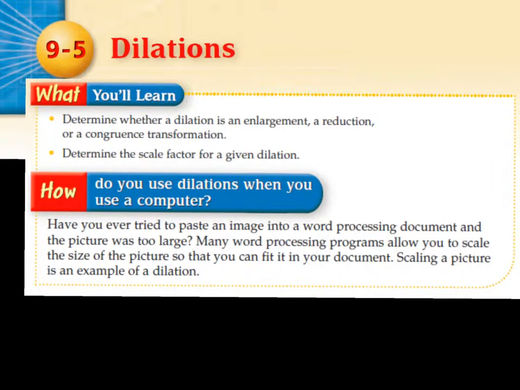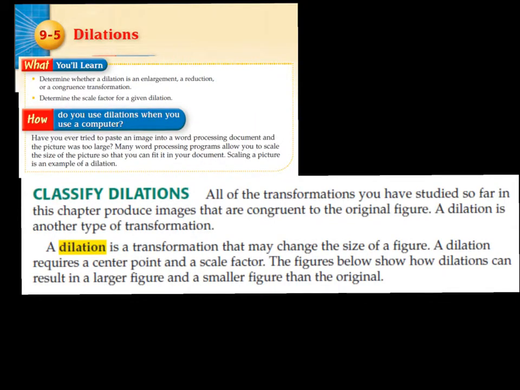Have you ever tried to paste an image into a word processing document and the picture was too large? Many word processing programs allow you to scale the size of the picture so you can fit it into your document. Scaling a picture is an example of a dilation. All the transformations you've studied so far in this chapter produce images that are congruent to the original figure. A dilation is another type of transformation.